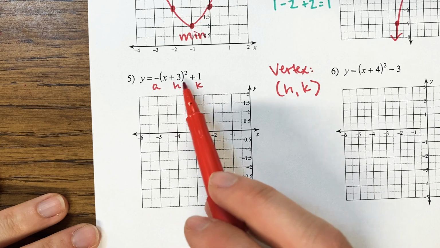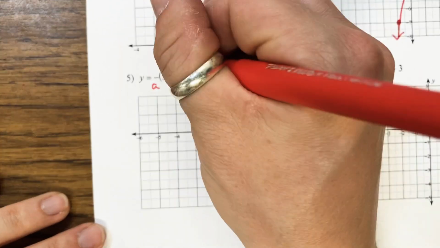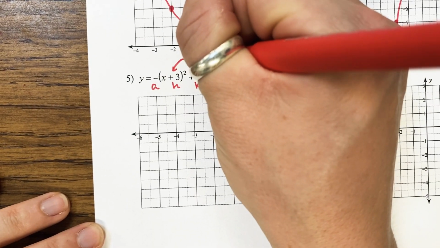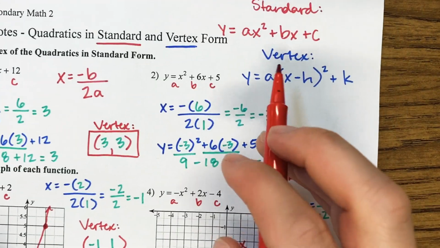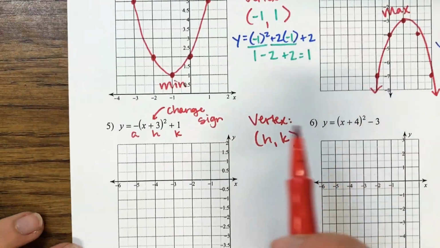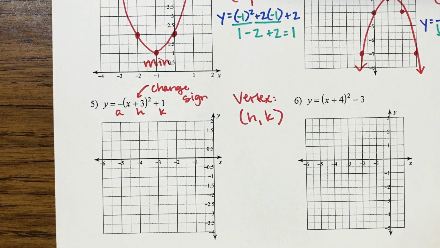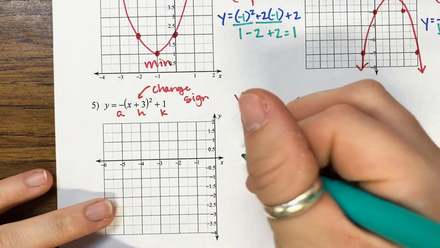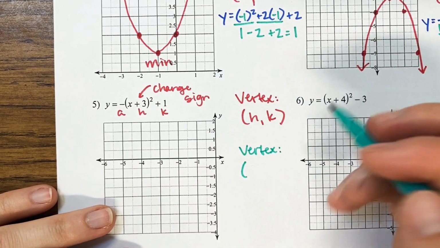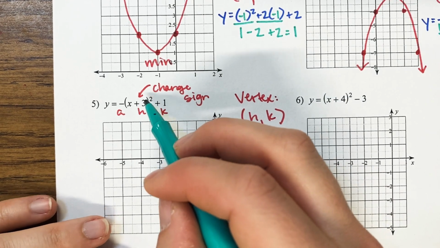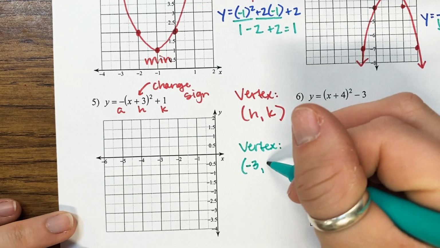But remember, what do we need to do with the sign of our vertex? Okay, remember, we have to change that sign because in our original form, it's a negative in there. Okay, so whatever the sign is with the h, we change it. Okay, so our vertex for number 5 is h. It was a positive 3, we got to change it. Negative 3, comma, k stays the same, 1.